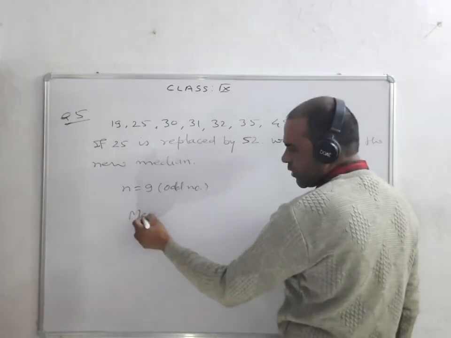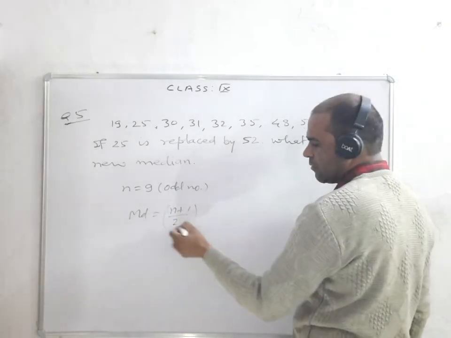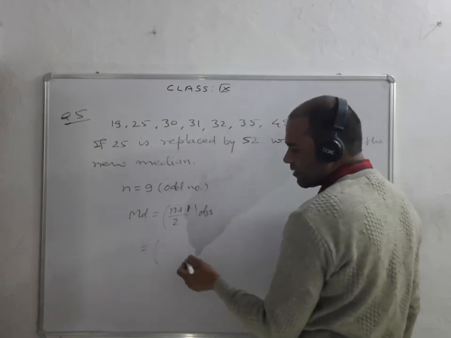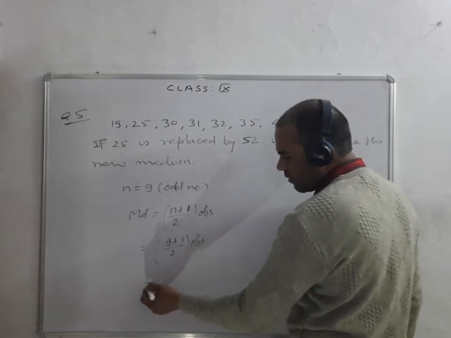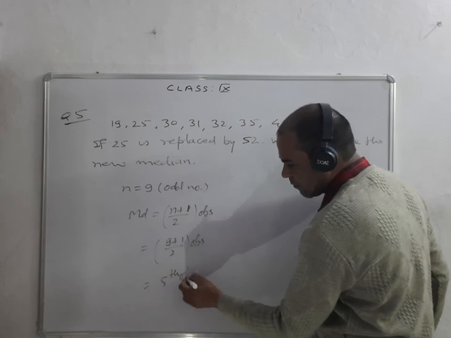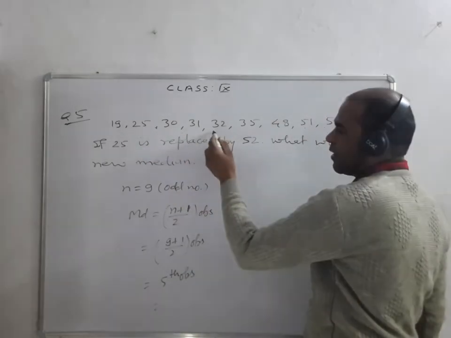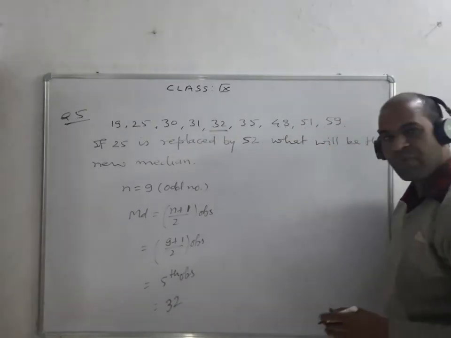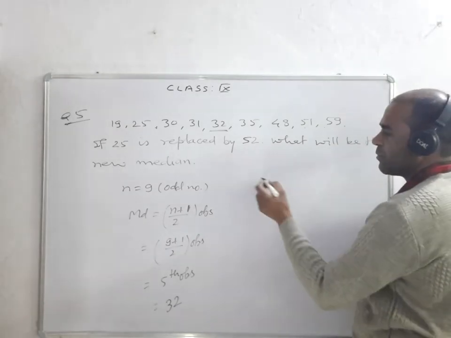So the median is the n plus 1 by 2 th observation. Here n is 9, so the 9 plus 1 by 2 th observation. 9 plus 1 is 10, and 10 by 2 is the 5th observation. The 5th observation in ascending order is 1, 2, 3, 4, 5: 32 is the median. But find the new median if 25 is replaced by 52.